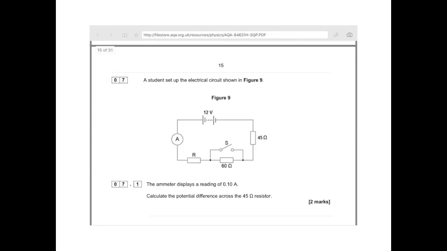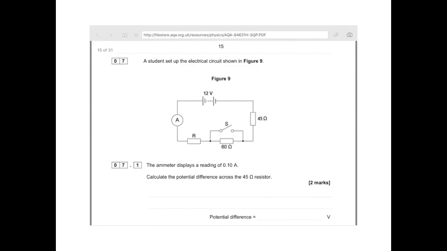Question 7. A student set up an electrical circuit shown in figure 9. The ammeter displays a reading of 0.1 amps. Calculate the potential difference across the 45 ohm resistor. Right, let's not get confused. So this thing here is the battery. This is the ammeter, which measures current. This is a regular resistor, another regular resistor, another regular resistor. This is an open switch. I'm going to have to use lots of equations here.